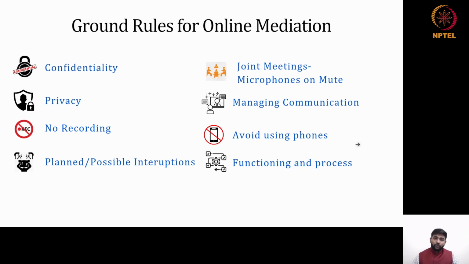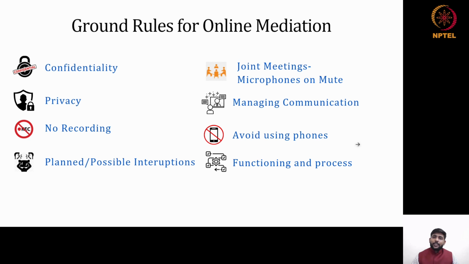Even in the case of physical mediation, the parties are not allowed to record the sessions of mediation. The mediator is also not permitted to record, and is only required to take notes, and those notes should also be destroyed after the mediation has been completed. So there is no recording at all.